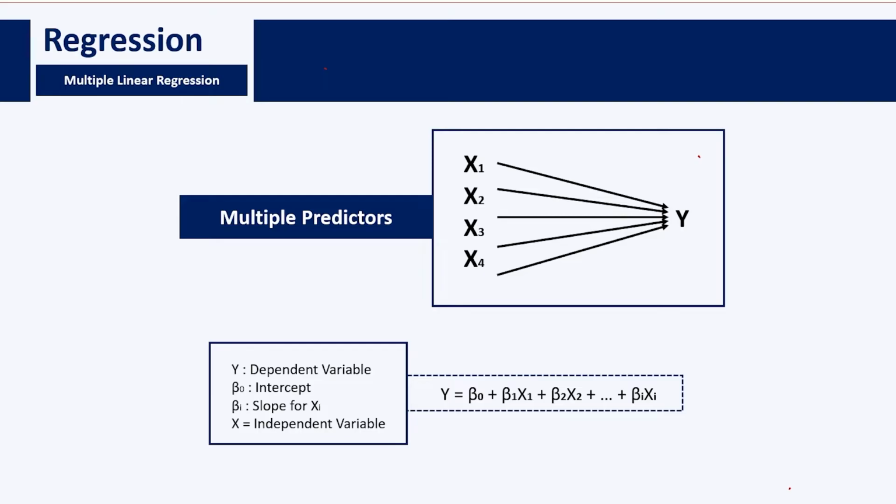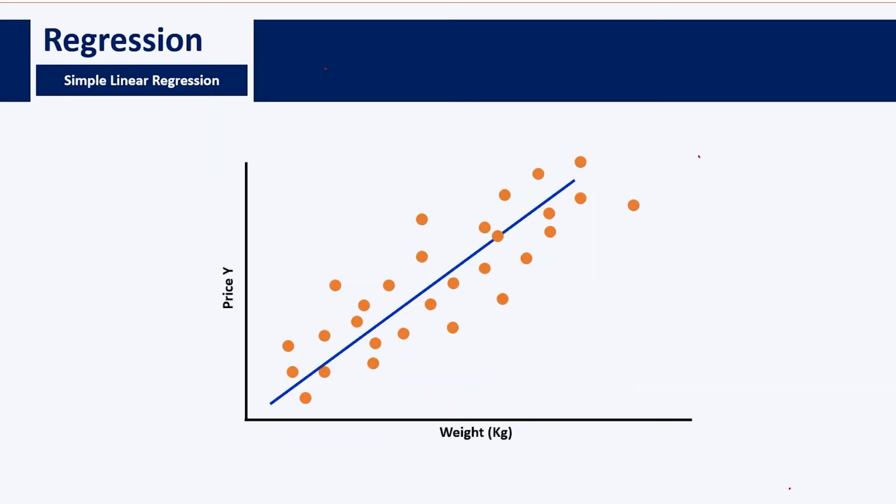Now, we have to basically discuss how it works. So let's suppose this is my price and this is the weight of rice. So y is basically the price of rice and x is the weight of rice.